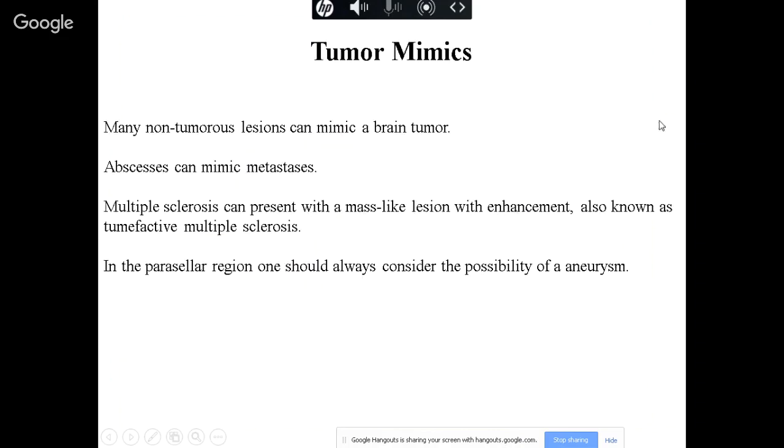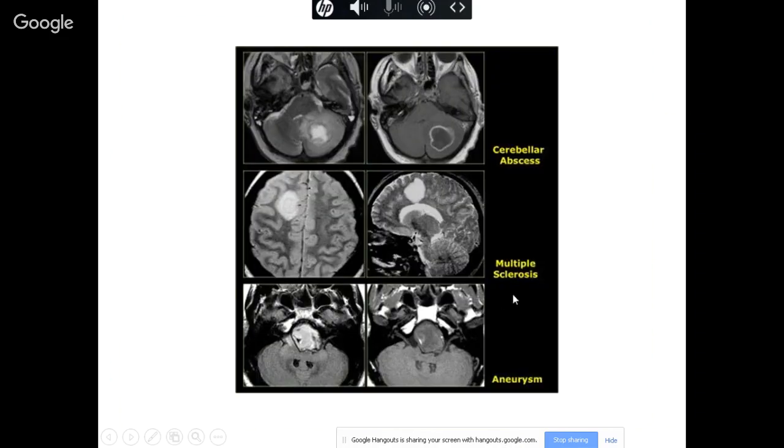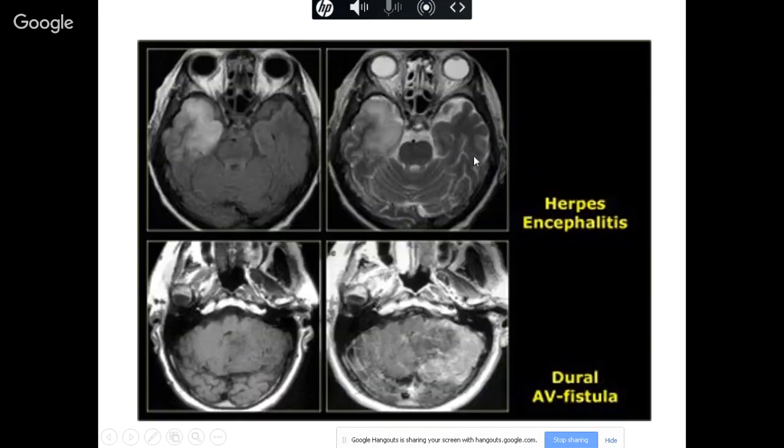Tumor mimics: abscess, multiple sclerosis, and aneurysm. That's always on this list. So like this abscess. This is multiple sclerosis, and this is a giant aneurysm. How do you look at this? You look into the wall, look at the blood products, look at all this. I want to do one separate talk about tumor mimics in the brain. So this is just one slide there.